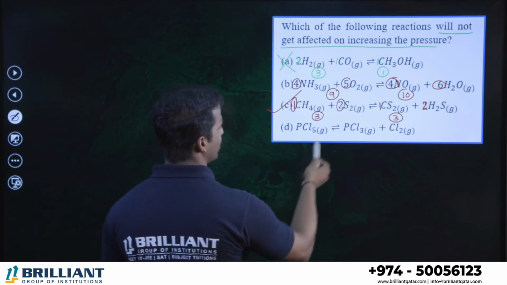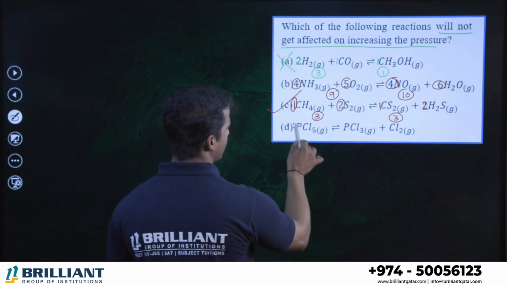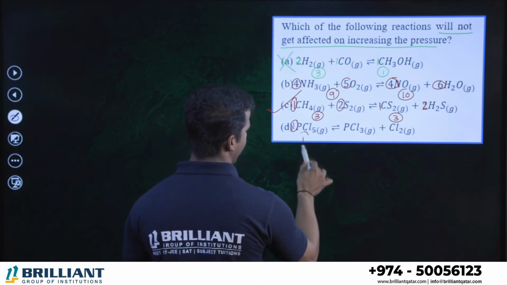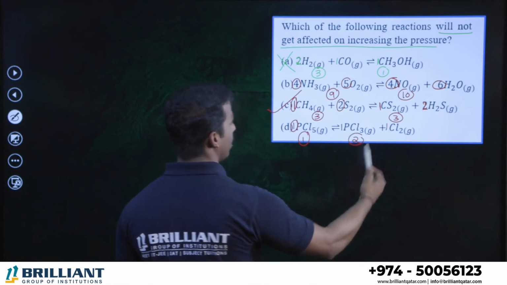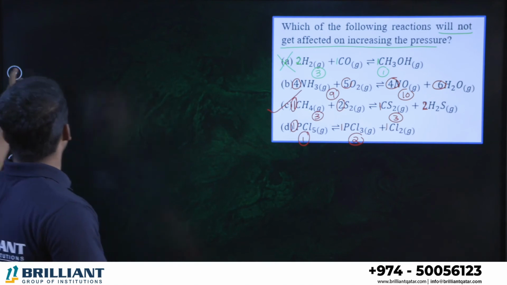What about the last one? That's already we discussed one of the examples, right? This is 1 PCl5. So 1 reactant, 1 plus 1, total 2 products. Yes, they are not equal. So affected by pressure. Next question.